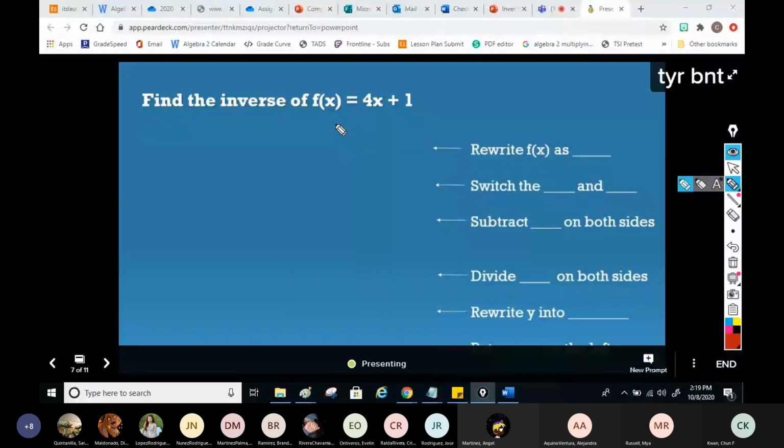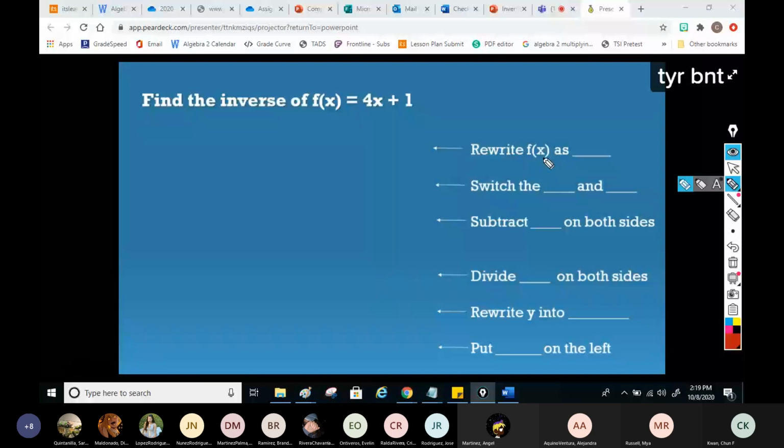The first step is to rewrite f of x as y. All you are doing is rewriting it as y, and that's it. Instead of f of x, write y. You have to understand they are the exact same thing. So you rewrite f of x as y. That's your first step.